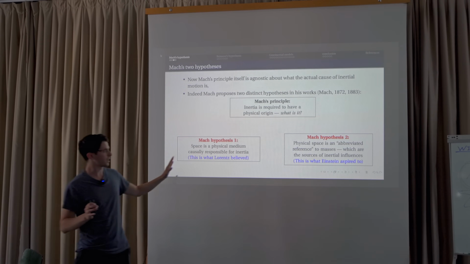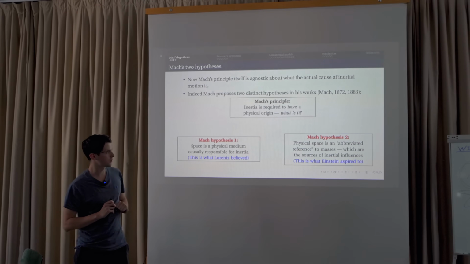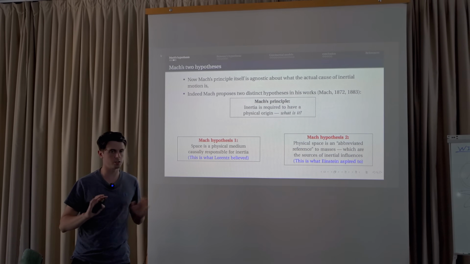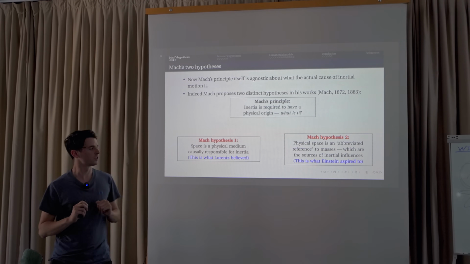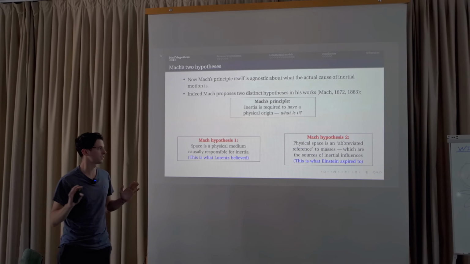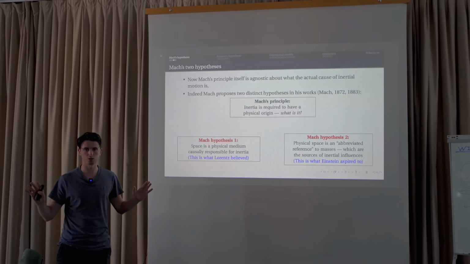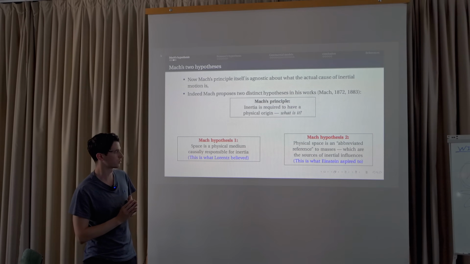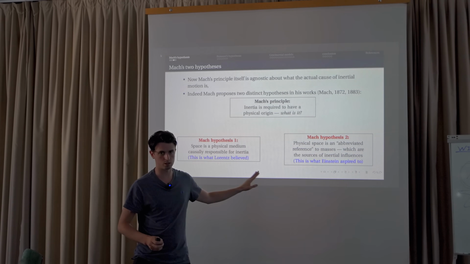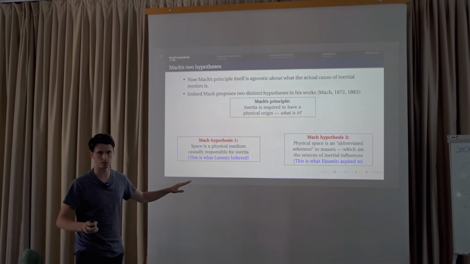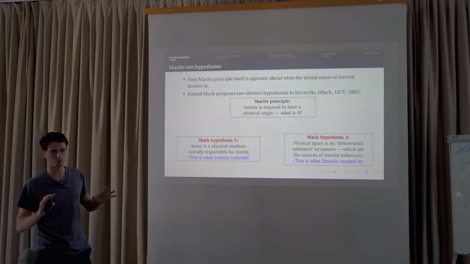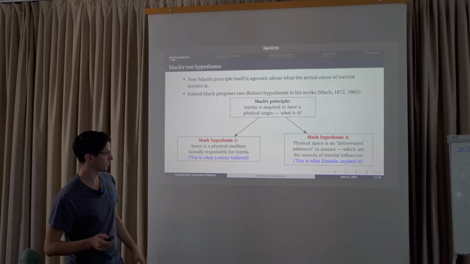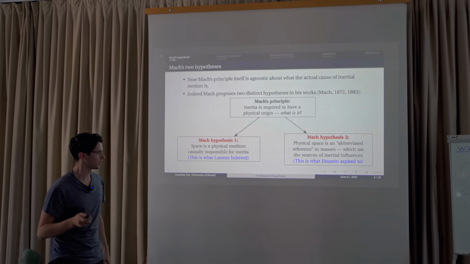But Mach also proposed another hypothesis, that physical space is really just an abbreviated reference to some relation to masses, to the masses of the universe, which are the real sources of inertial influences. And this is what Einstein aspired to do in his theory of general relativity. But he didn't really end up doing this, as we'll see. Okay.